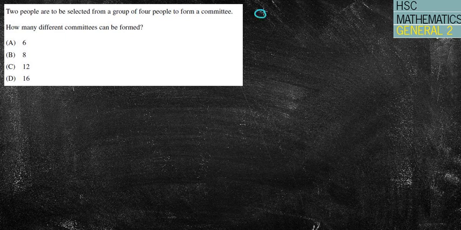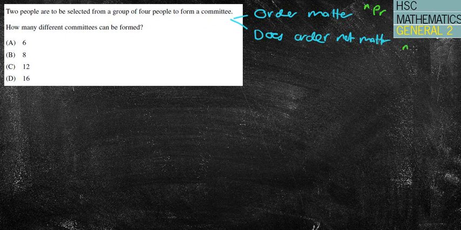We need to figure, does order matter or does order not matter? Okay, that's the 2 sort of questions you need to ask yourself. Remember, if order matters, it's a permutation, so nPr. If order does not matter, then it's a combination, nCr. Again, they're the keys if you're using those on your calculator. So, what's this question going to be?